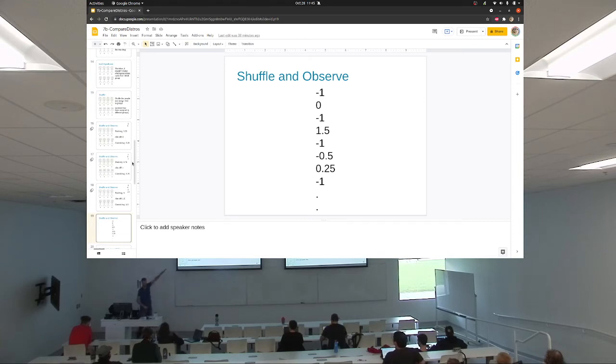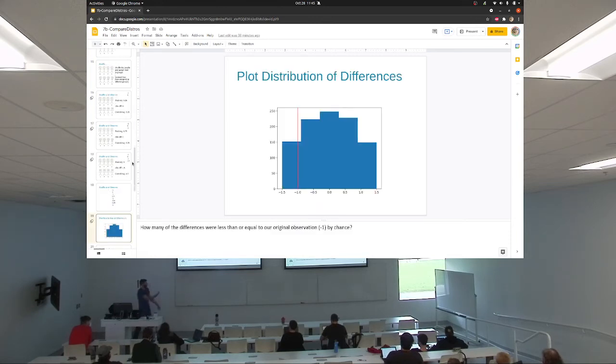Okay, so we have this list of differences. I'm going to plot the distribution of differences. This is the original distributions that were the recovery times. This is the distribution of the difference in recovery times for the shuffles. This is where I'm going to give you a second to think about what I just said to make sure you've got it, because it's critical.